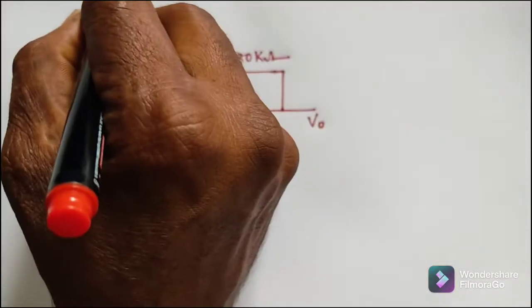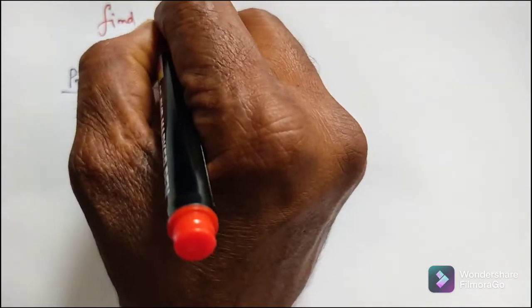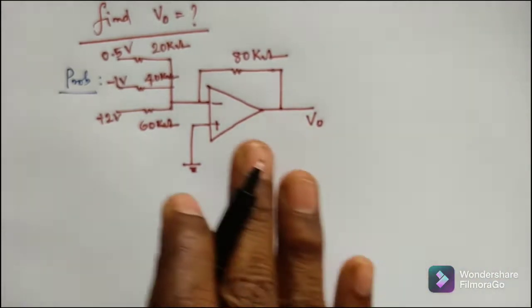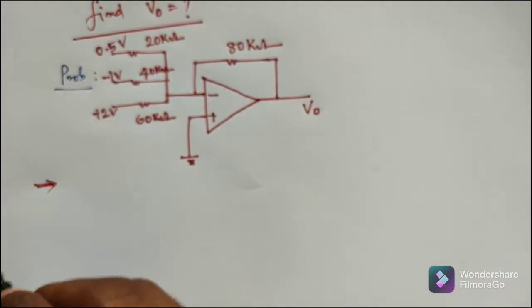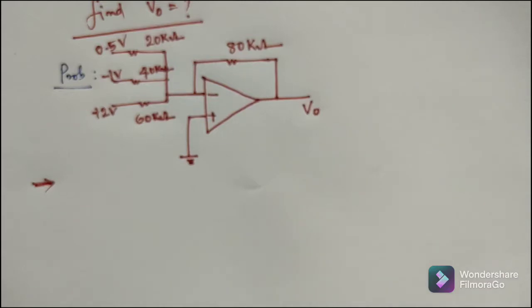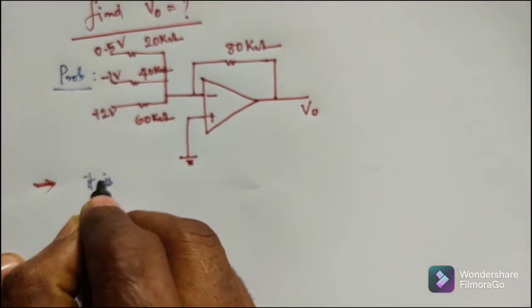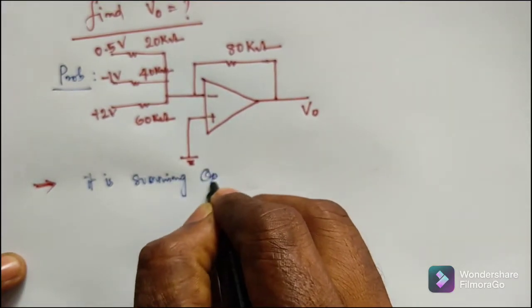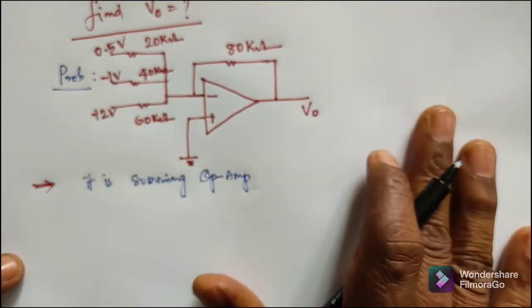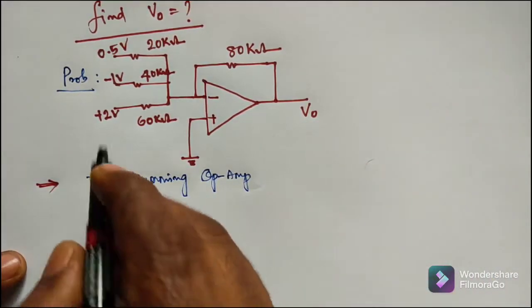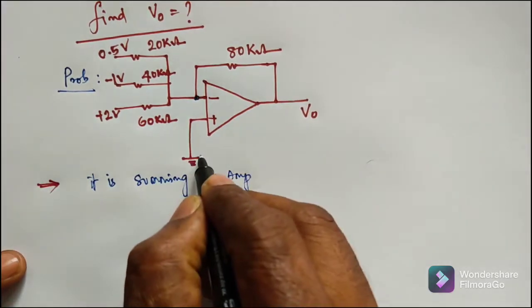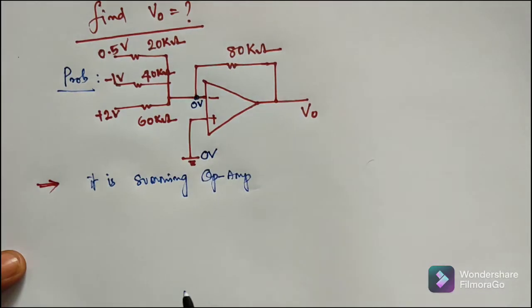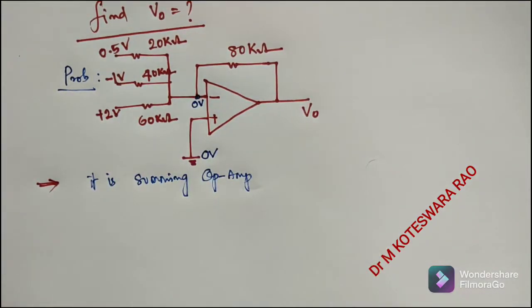The problem is: find V0. The solution for this is simply a summing amplifier. For the summing amplifier, at this node the input voltage is 0 for the positive terminal. Due to the virtual short, this voltage is also 0. So simply you have to calculate.